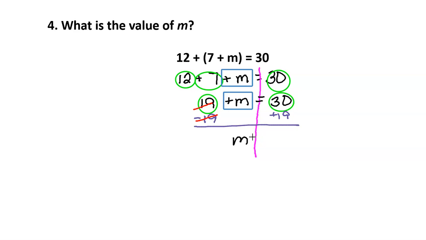And it's nice because m doesn't have another coefficient this time. So once I do my subtraction on the other side, I just realized I wrote that as addition. That should be subtraction. Once I subtract that on the other side, 30 minus 19, that will give me an answer of 11. And so there is your answer for number 4.